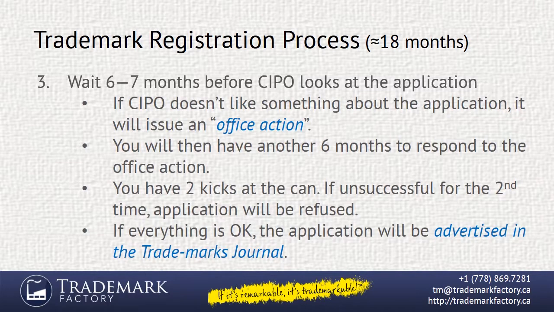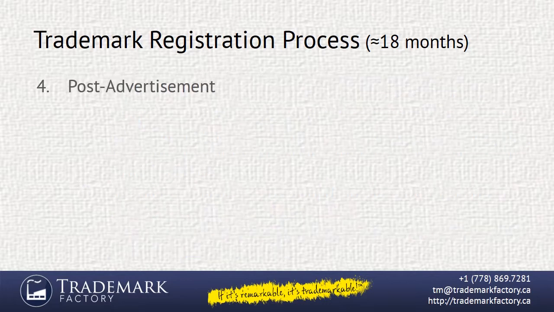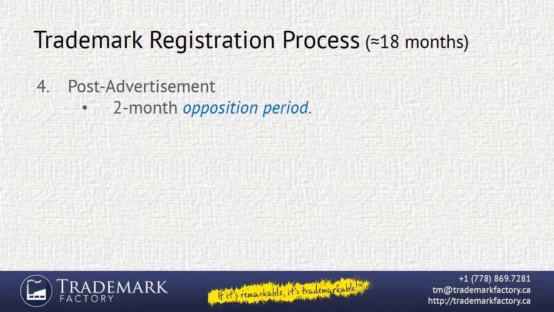If you convince the examiner that your trademark is registrable, your application will be approved and then published, or as they call it, advertised, in the Trademarks Journal. Publication of your application in the Trademarks Journal opens a 2-month formal opposition period, during which anyone can file a statement requesting that your trademark be denied.